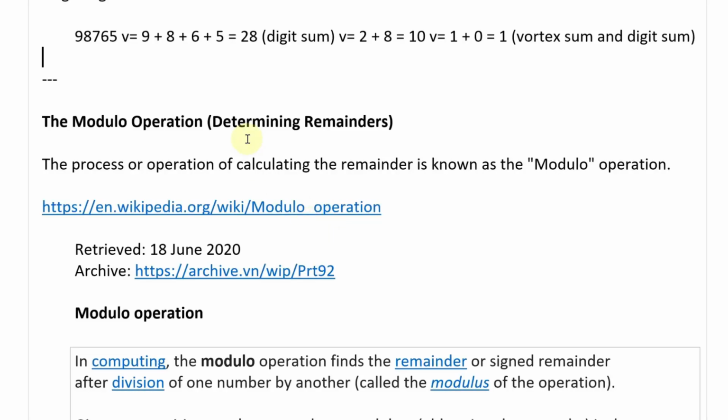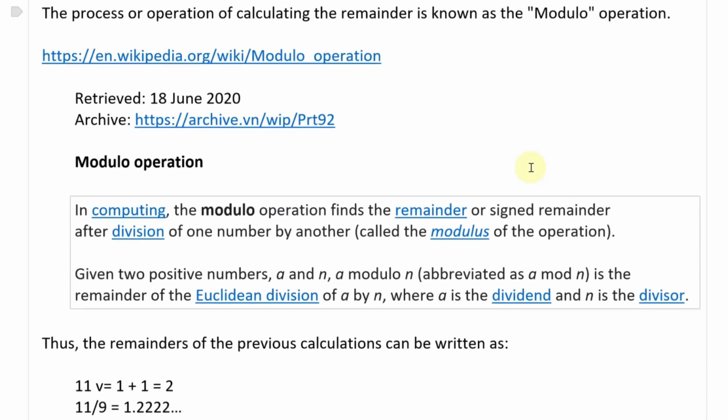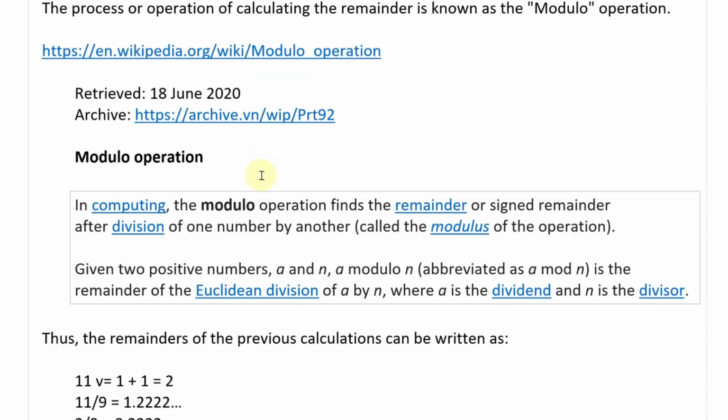The modulo operation, which involves determining remainders. Alright, so the process or operation of calculating the remainder is known as the "modulo operation." Here's a mainstream wiki definition of it.